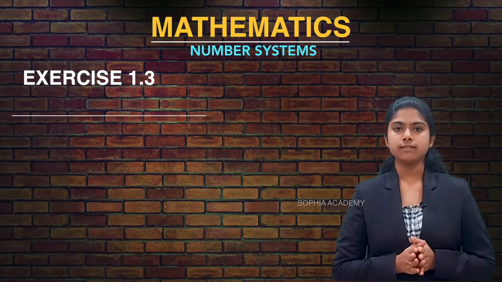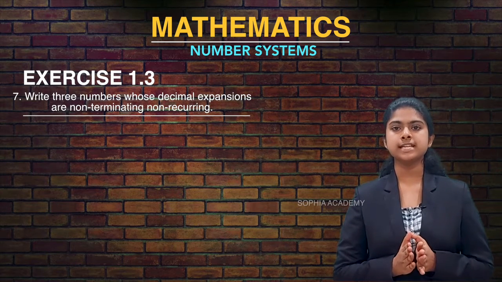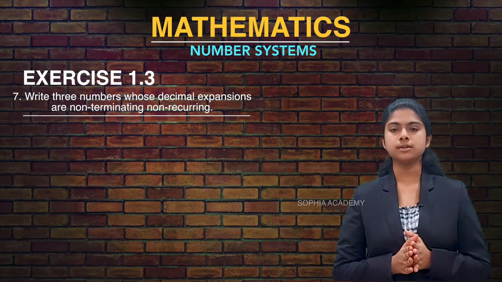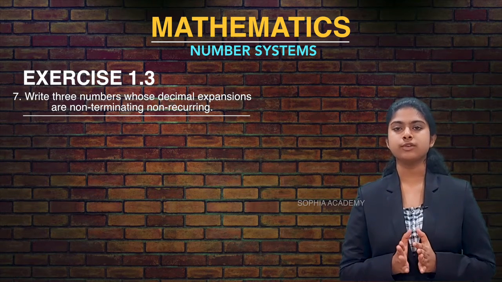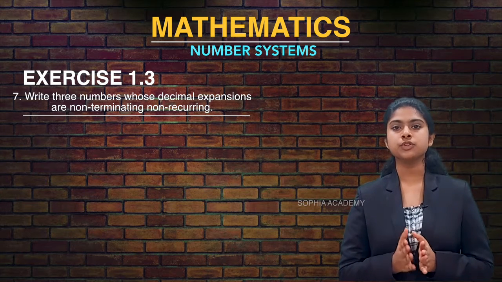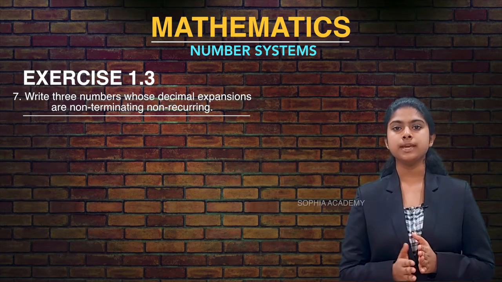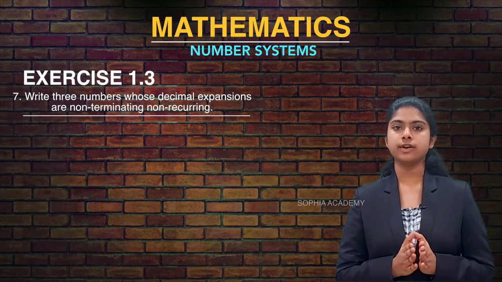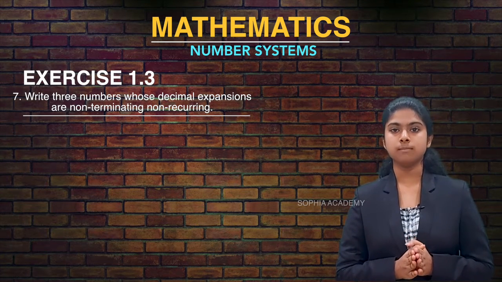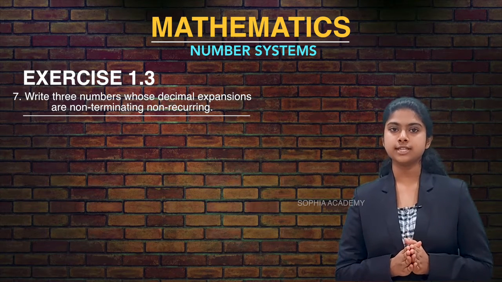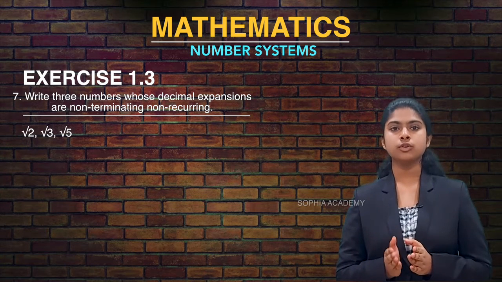Coming to question number 7. Write 3 numbers whose decimal expansions are non-terminating, non-recurring. For the solution, let us look into the question once more. It has asked us for 3 examples which should be non-terminating, non-recurring. That means they have asked us for 3 irrational numbers. So the answer for this is root 2, root 3, root 5.